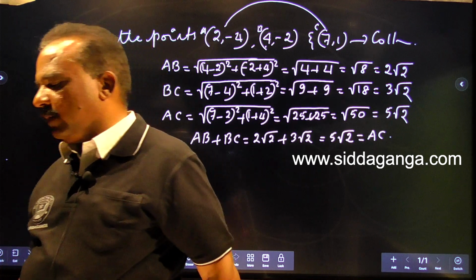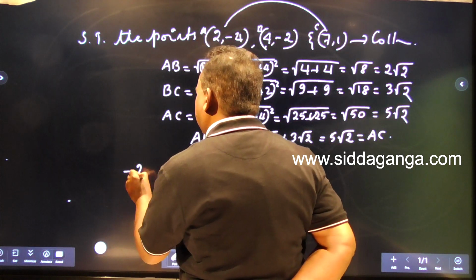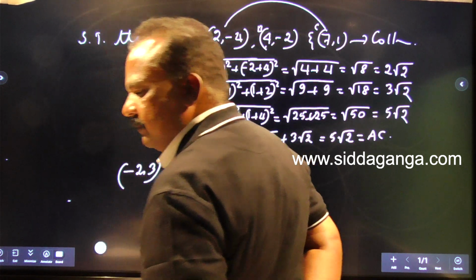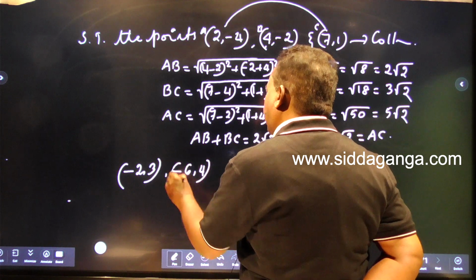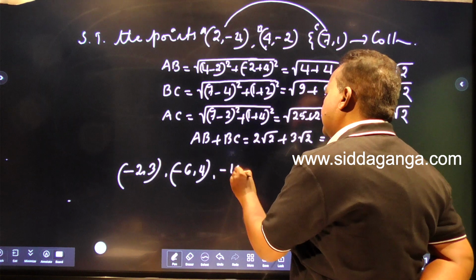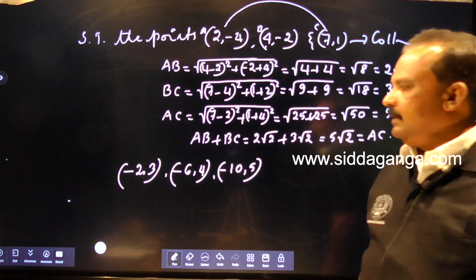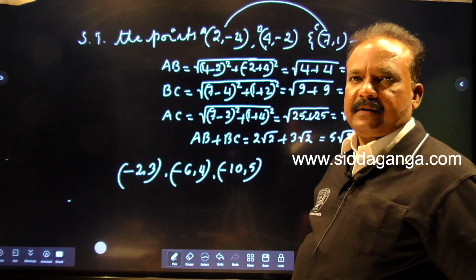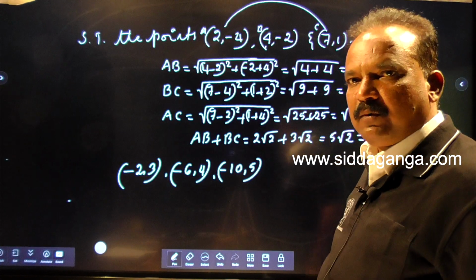Similarly, you can try one more problem at home. Same on the collinearity of points itself. Minus 2, 3. Minus 6, 4. And minus 10, 5. These are also collinear, that you have to prove in the same way. Minus 2, 3, minus 6, 4 and minus 10, 5. They are collinear. I hope you can do this problem at home.